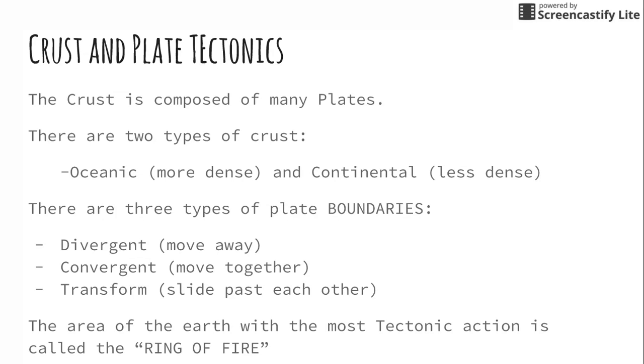There's also three different types of plate boundaries. One plate boundary that we talked about is divergent, another is convergent, and the last one is a transform boundary. The area of the Earth with the most tectonic action is called the Ring of Fire, and this goes around the Pacific Plate.